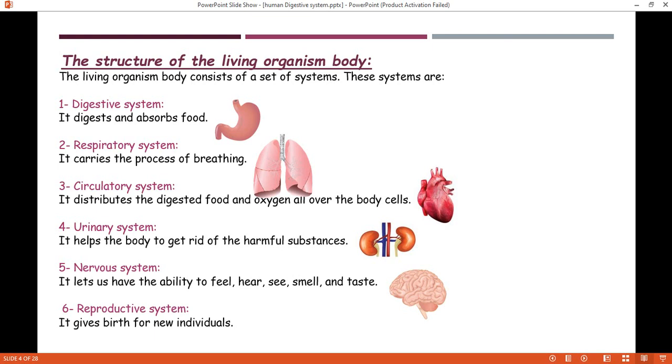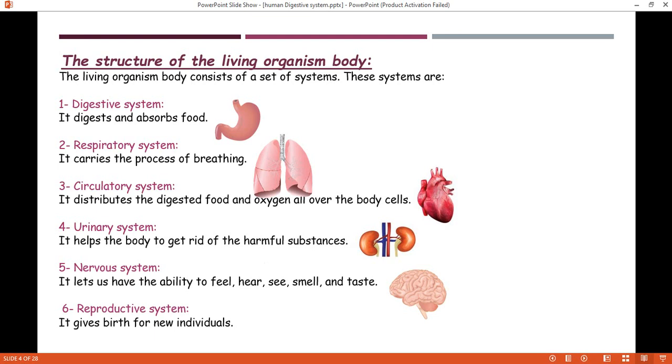Number 4, the urinary system. Here, the 2 kidneys. So this system helps the body to get rid of harmful substances, which is the waste. We don't need the waste inside our body, right? So we should get it out of our body.